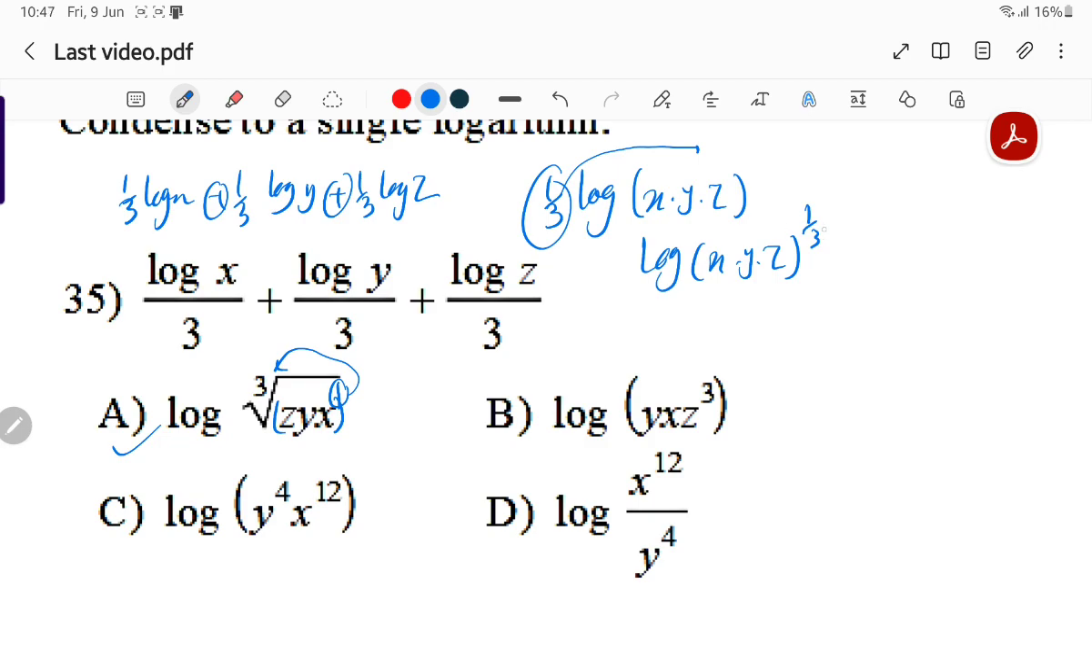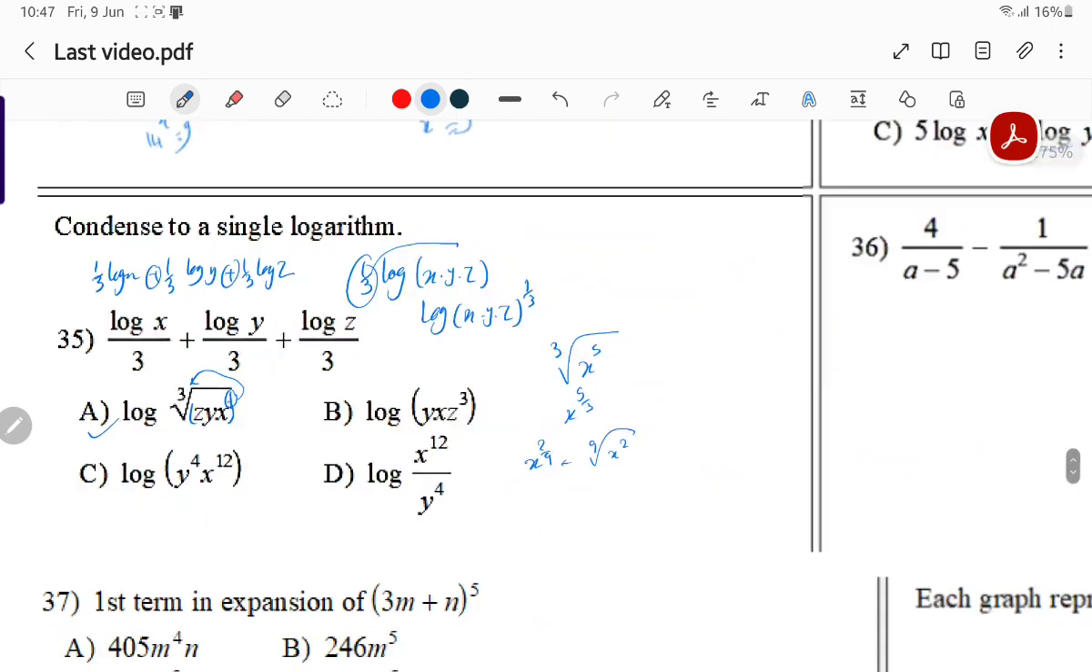So if you have a fraction in the power, the exponent, it means it's radical. For example, x power 5 over 3, it means the cube root of x power 5. And x power 2 over 9, it means the ninth root, with x squared inside.